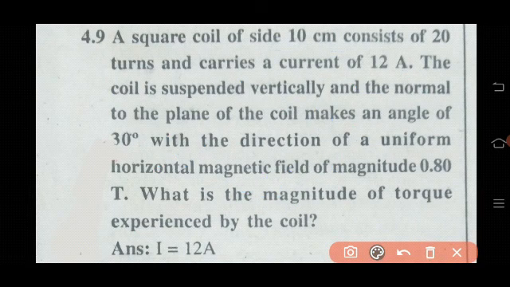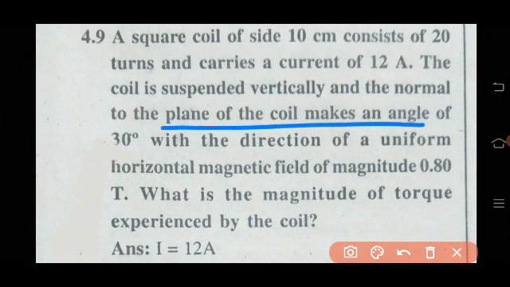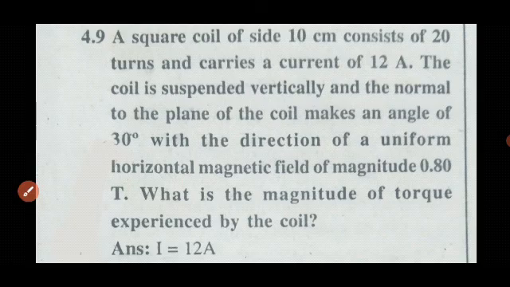What is the current flowing in it? That is 12 amps. The current flowing in the coil is 12 amps. Then what angle does it make with the magnetic field? If this is the direction of the uniform magnetic field, then the coil's plane makes an angle of 30 degrees with the magnetic field, that is theta equal to 30 degrees.